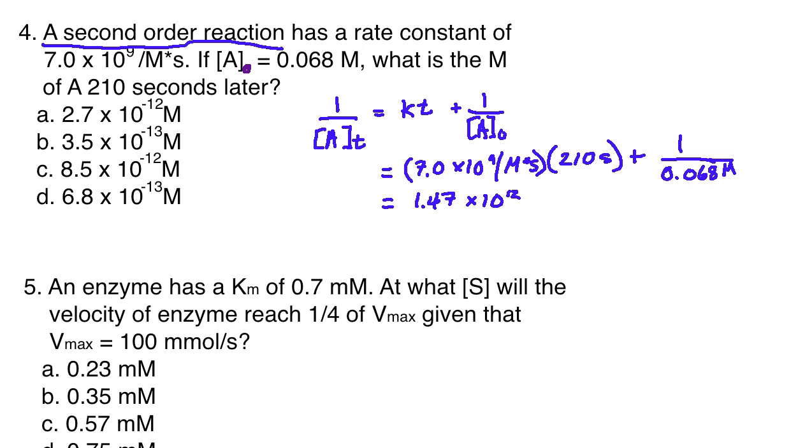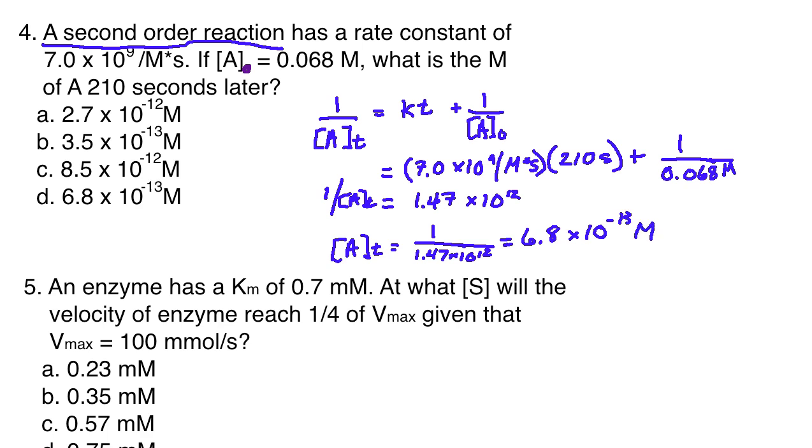Now, remember, because some students would stop here, that this is the value for 1 over the concentration of A at time t. Because this is a reciprocal, we need to invert the value, and so AT can be set equal to 1 over 1.47 times 10 to the 12th. And that will take care of it. If you solve for that, it's going to be a very small number. It turns out to be 6.8 times 10 to the minus 13th molarity. And so D is going to be the correct answer in this case.